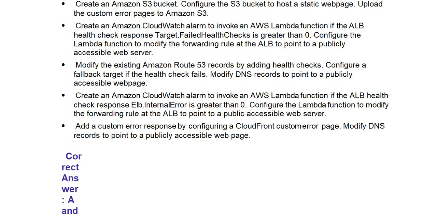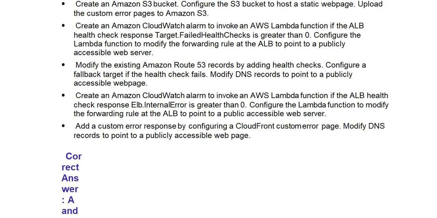Option C, modify the existing Amazon Route 53 records by adding health checks. Configure a fallback target if the health check fails. Modify DNS records to point to a publicly accessible web page.